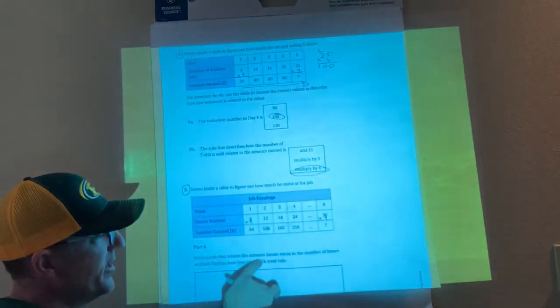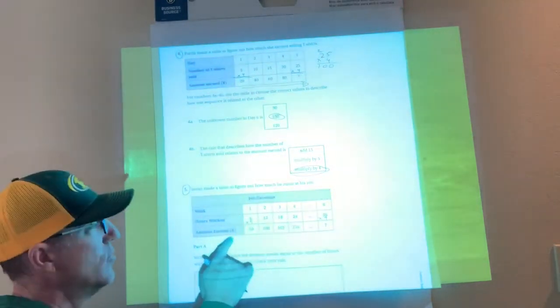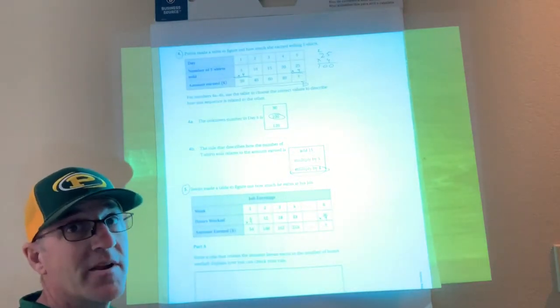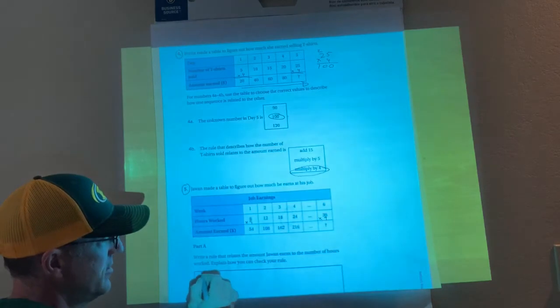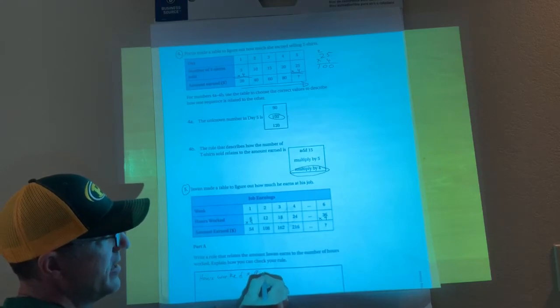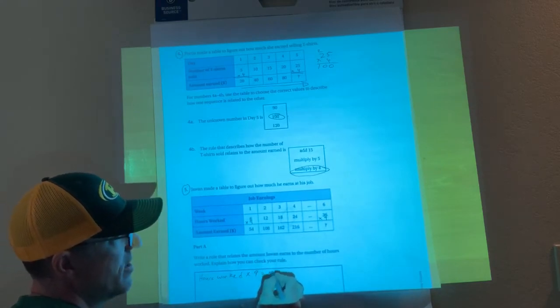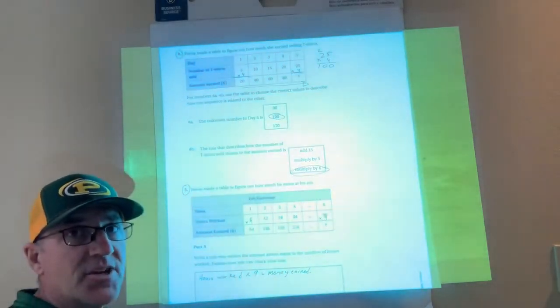So, but my rule is hours worked times 9, right? Equals money earned. That makes sense. How many hours do I work is how much money I make. So I'm going to write hours worked times 9 equals money earned. Now it asks me, how can I check my rule?